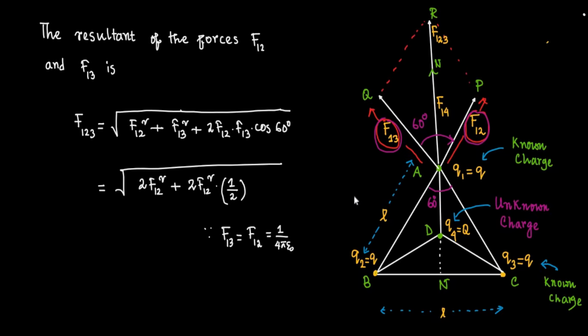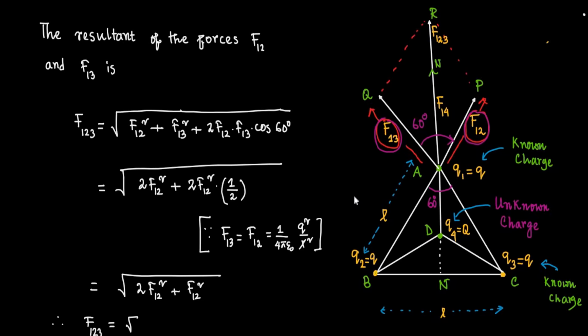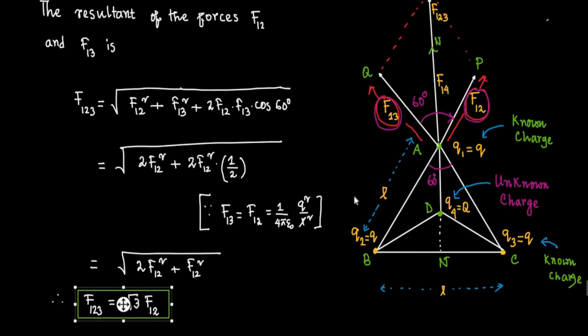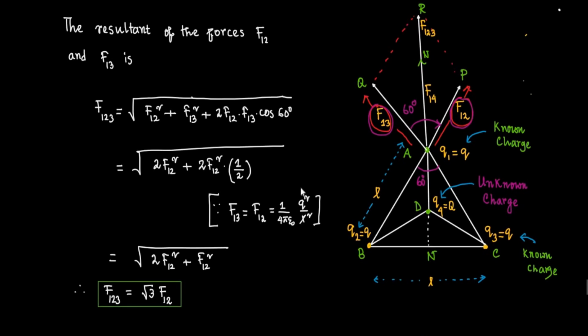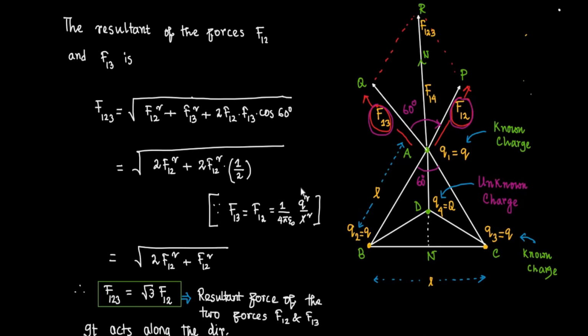F13 is equal to F12 equal 1 by 4 pi epsilon 0 q square by L square, equal root over 2 F12 square plus F12 square. Therefore, F123 equal root 3 F12, since F12 is equal to F13. So F123 is equal to root 3 F12, which is the resultant force of the two forces F12 and F13. This force acts along the direction AR.